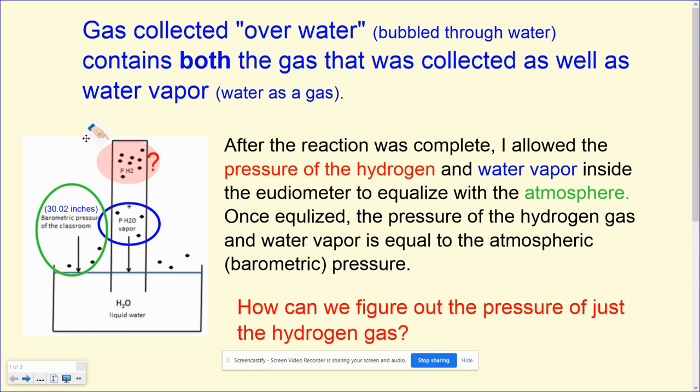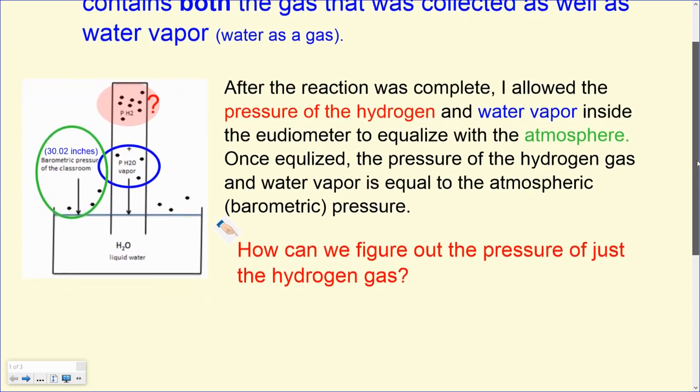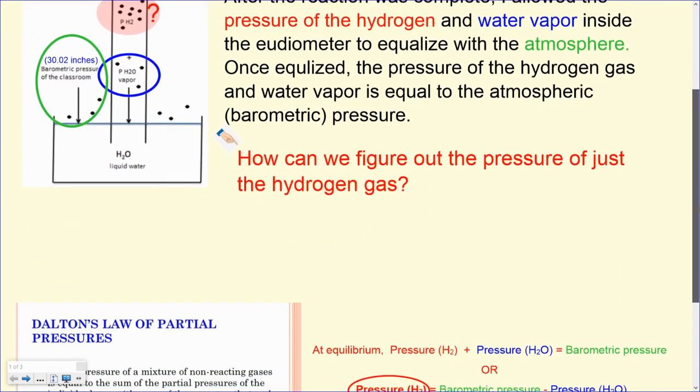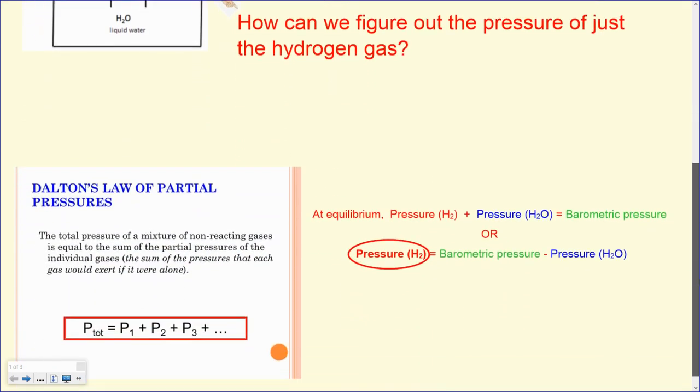So we are studying the ideal gas law, and we want to work with hydrogen. Since you already know the moles of hydrogen you calculated previously in the lab, we need to know what the pressure of that hydrogen is. So how can we determine the pressure of just the hydrogen? Well, we're going to apply a new concept, which is called Dalton's law of partial pressure.